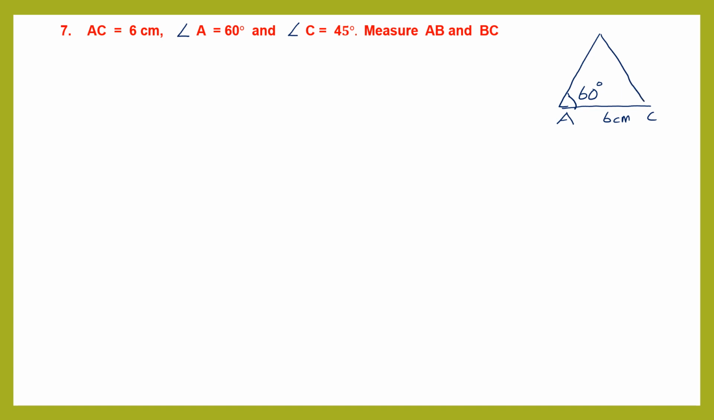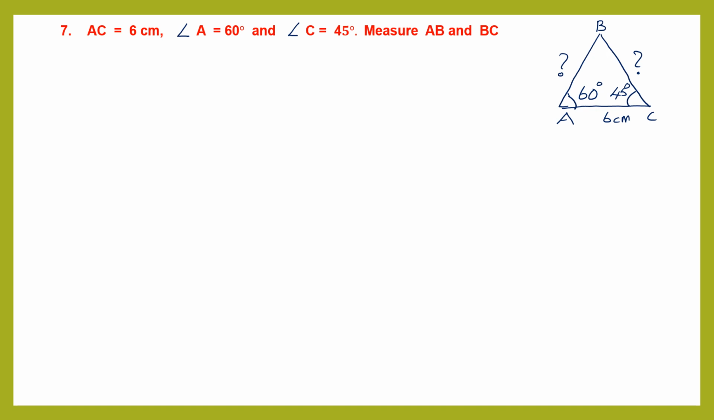Then they also tell us that angle C is 45 degrees. So we have to do a construction of 45 degrees at angle C. Then this is marked as B. Now we have to measure AB and BC. So this is what our rough figure is.